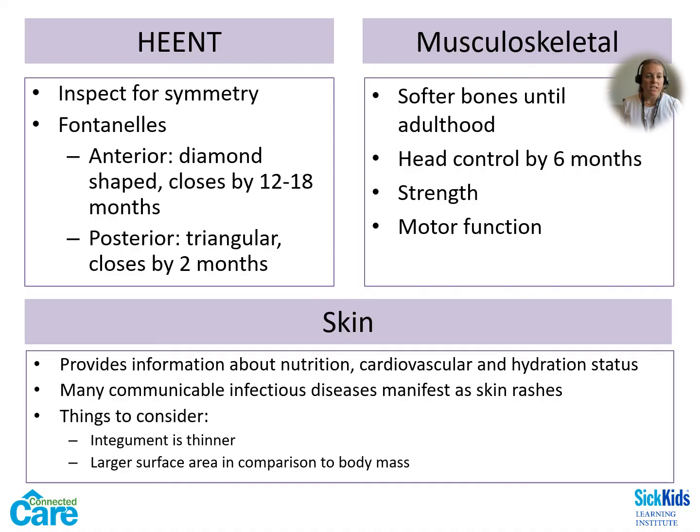Some important considerations for the assessment of the integument, or the skin, of pediatrics include that the skin is thinner for pediatrics, and this can allow for injury or damage. There is a larger surface area in comparison to body mass for children. This means that there's a greater risk of excessive loss of heat and fluids. The skin can provide significant information of the child's nutrition, hydration status, and cardiovascular health. For skin color, it is important to consider cultural differences.